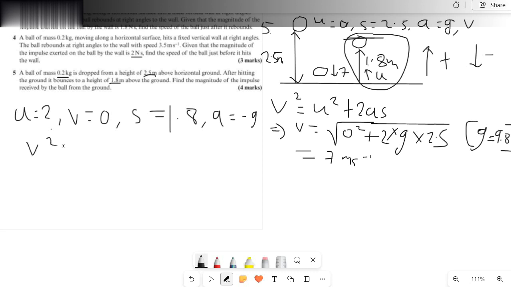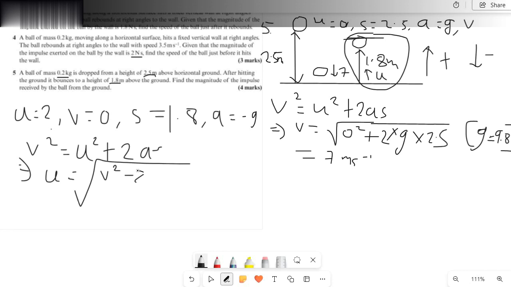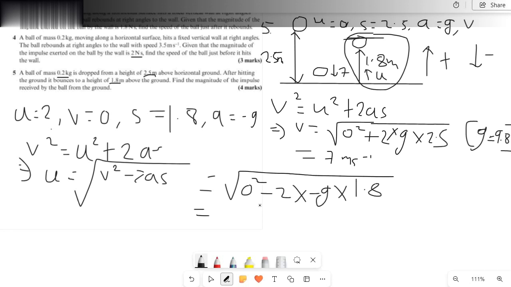So acceleration must be minus g. Similarly again we can use the equation v squared is equal to u squared plus 2as. Therefore, making u the subject, we have root over v squared minus 2as, and substituting the values we have root over 0 squared minus 2 into acceleration, which is minus g, multiplied with displacement, which is 1.8, and so the answer is 21 root 2 by 5 meters per second.